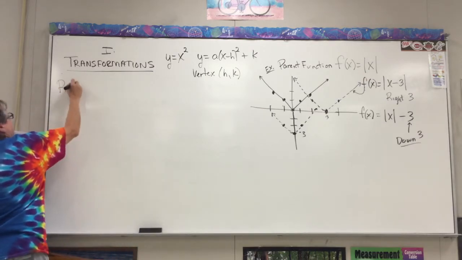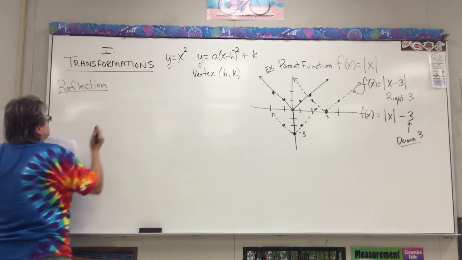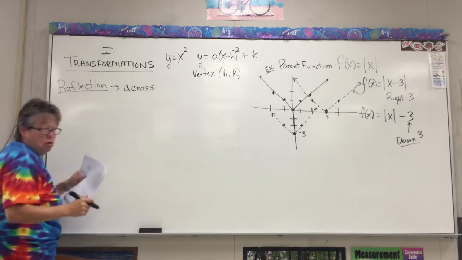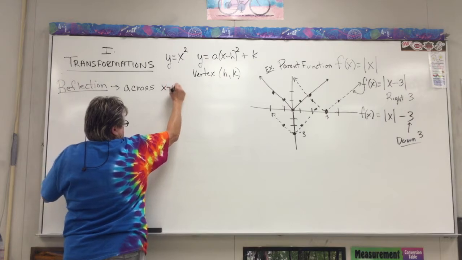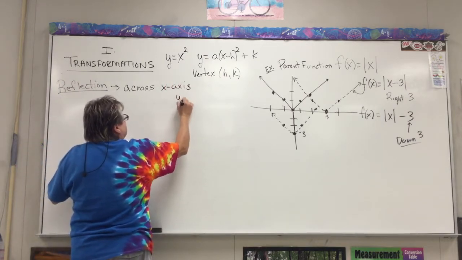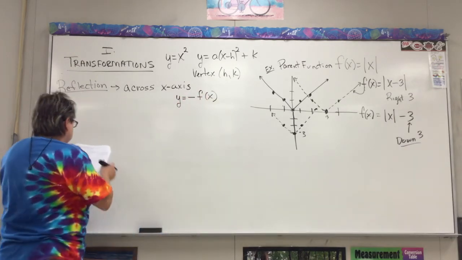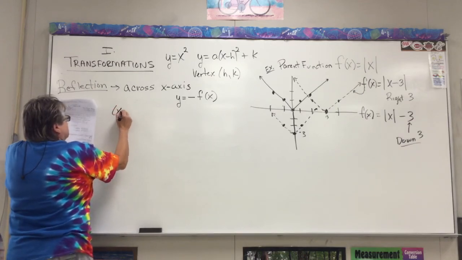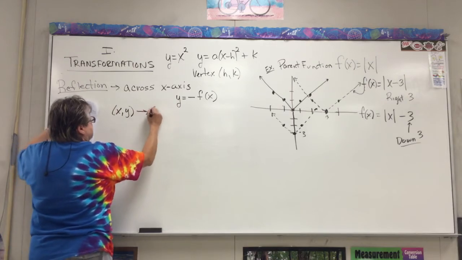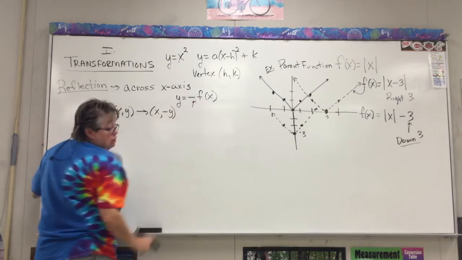Okay, so we could add reflections into this one. How about we start with across the x-axis? If that's the case, we would do y equals the opposite of f of x. Or you might think about it this way: for every point (x, y), you're going to go across the x. That means you're going to have the same x, but the opposite of y. That's what this is saying right here.